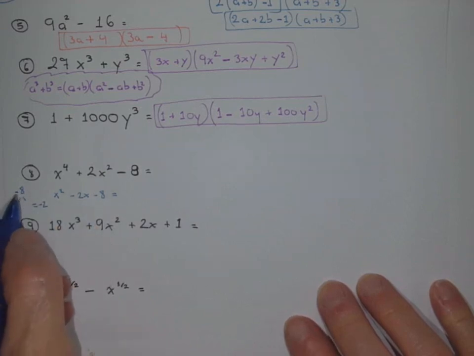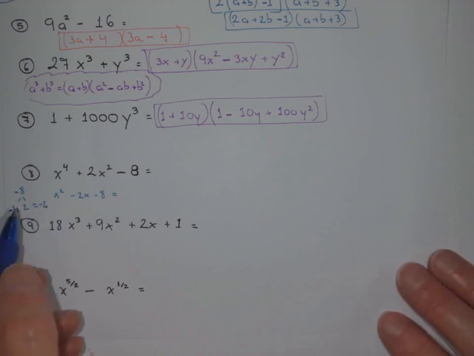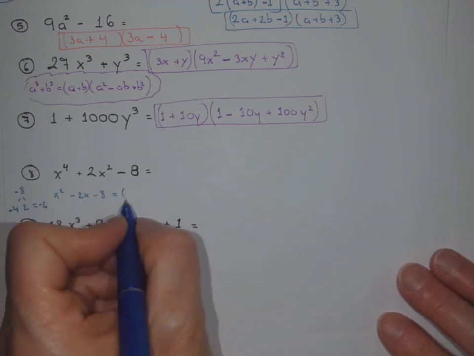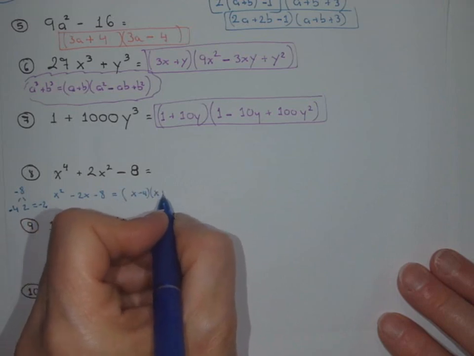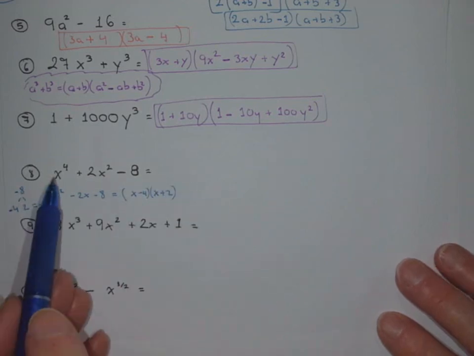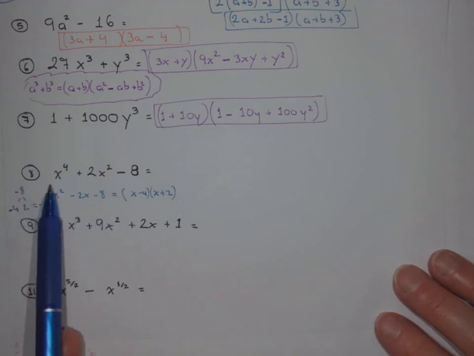Well, it looks like we could have 4 times 2, and if I make that a negative 4 times a positive 2, that will be negative 8, and when I add those two, I will get my negative 2. So that technically would factor to an x minus 4 and an x plus 2, because there is no number in the front, right? So I can go ahead and do that.